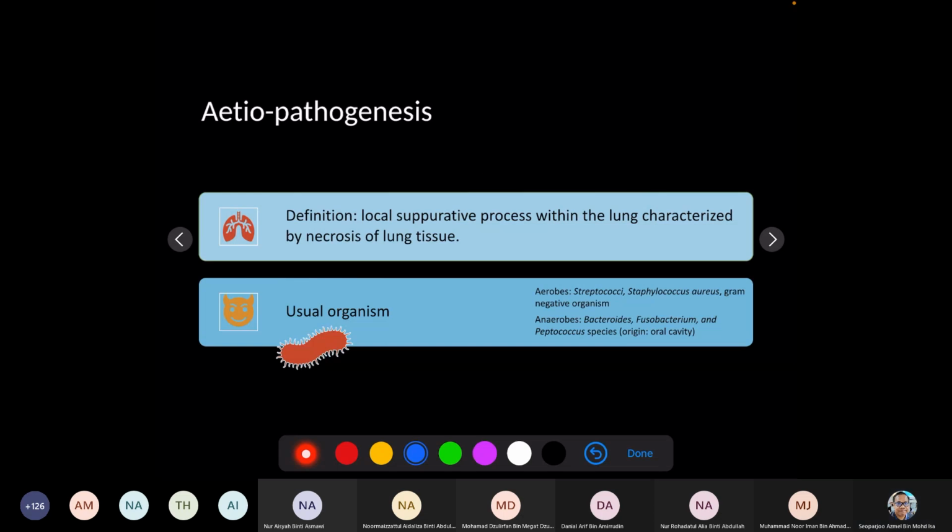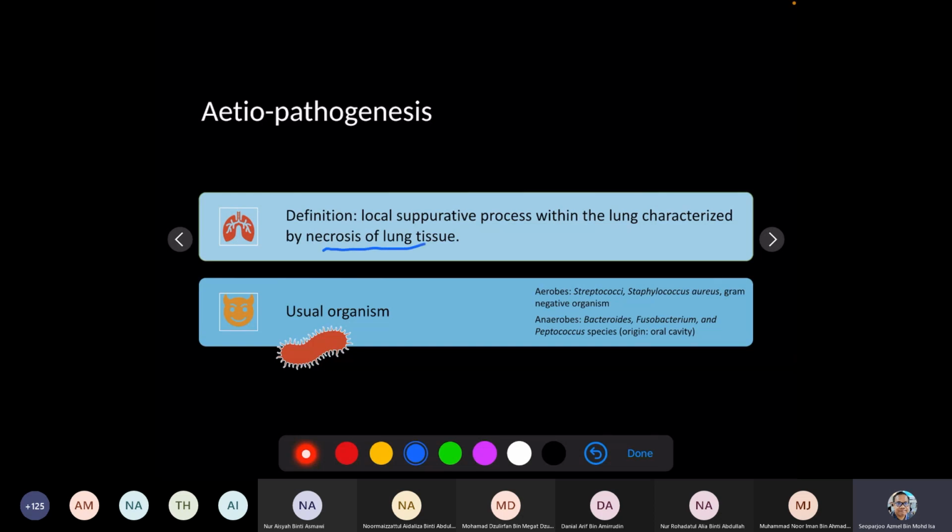Okay, so pathogenicity, how does it occur? First, the definition. The definition of a lung abscess is a local suppurative process within the lung characterized by necrosis of lung tissue. So there's a local suppurative process, like pus collection, within the lung. It is characterized by necrosis of lung tissue and there are a lot of inflammatory cells within it.